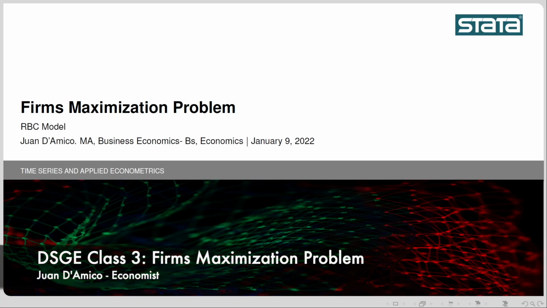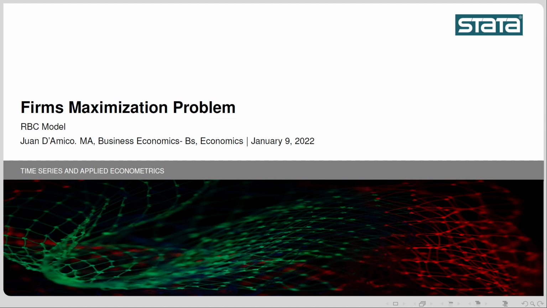Hello everyone, welcome to class number 3 of DSGE models. Remember, we are trying to solve a real business cycle model. We have discussed the differences between non-Keynesian and new Keynesian models. We have talked about how to set up the real business cycle model and how to solve the households' maximization problem. So now we're going to take a look at the firm's problem.